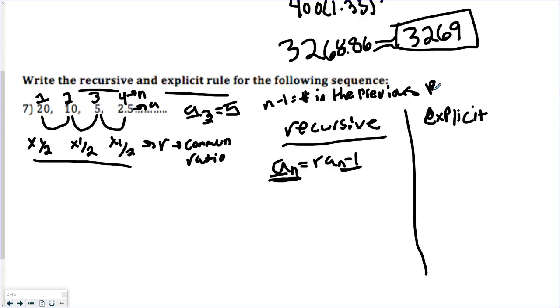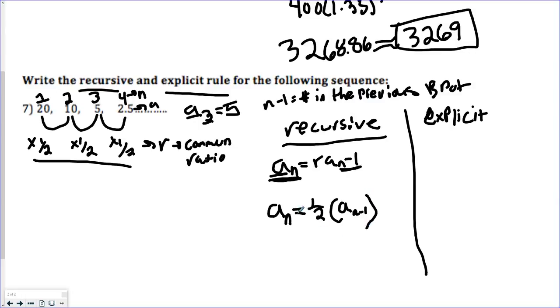That's what n minus 1 means, is previous spot. And so a sub n minus 1 is the number in the previous spot. So the recursive formula here would look like a sub n, or the number that you want, the nth number, is equal to 1/2, which is our common ratio, times the number in the spot before it.